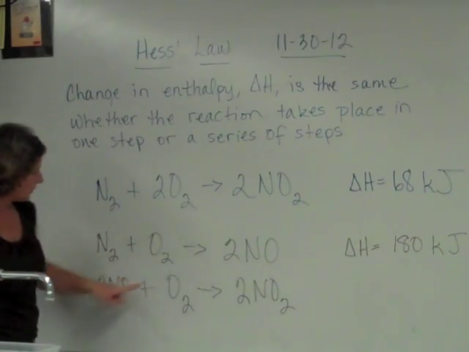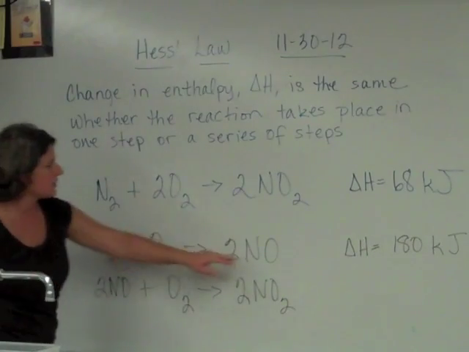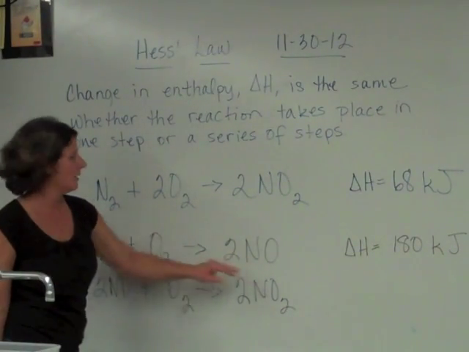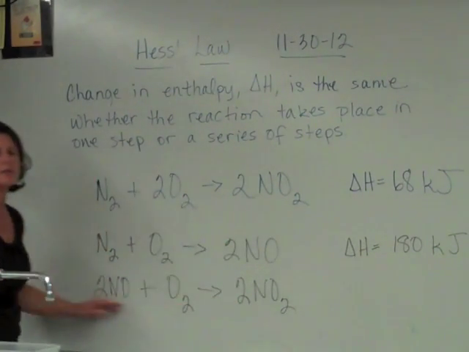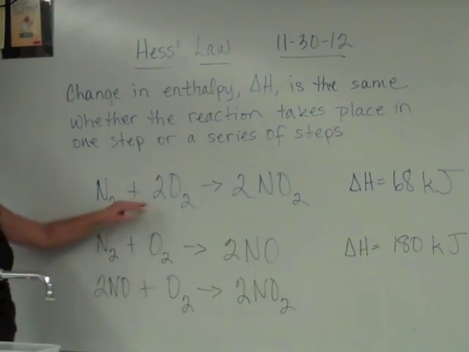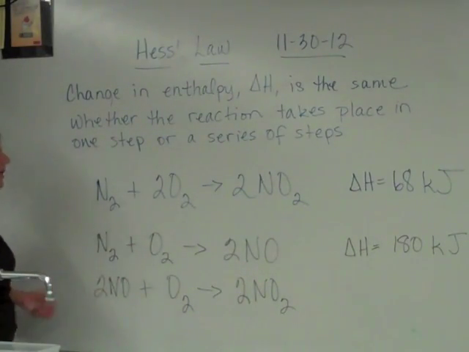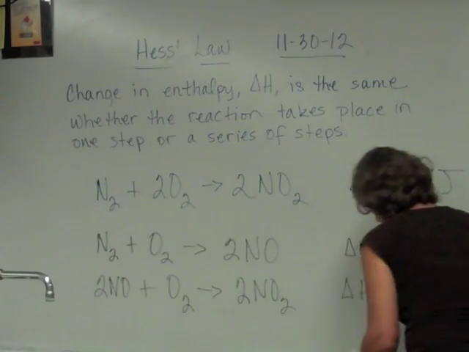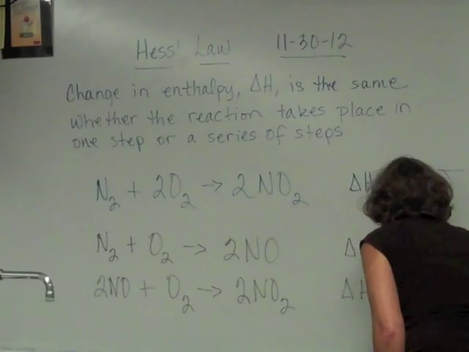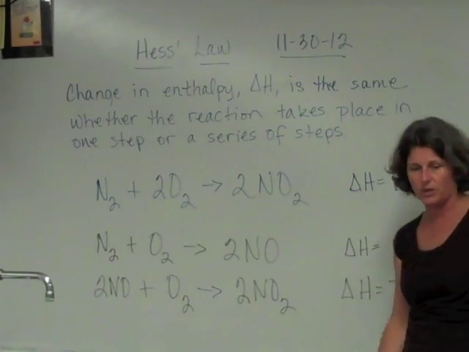By the way, we'll talk about this later on in the year, but I'm just going to throw out the word. We call this nitrogen monoxide an intermediate because it is produced and then consumed within the mechanism of the reaction, and it doesn't appear in the overall balanced equation. Okay, so here the second step, we've got a change in heat for that as well. And the change in heat for this step is -112 kJ. All right, so this is an exothermic step. This is an exothermic reaction.